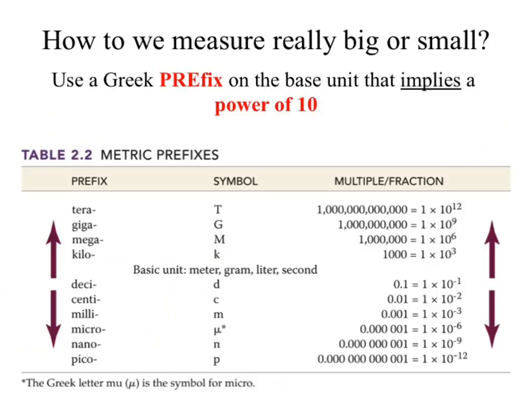So what we're looking at is these Greek prefixes. This is pulled straight from your textbook. And they imply a power of 10. So if we convert our numbers into scientific notation and look at the power of 10 after it, we could then get rid of that power of 10 and bring in a prefix in front of our unit instead of showing the powers of 10.